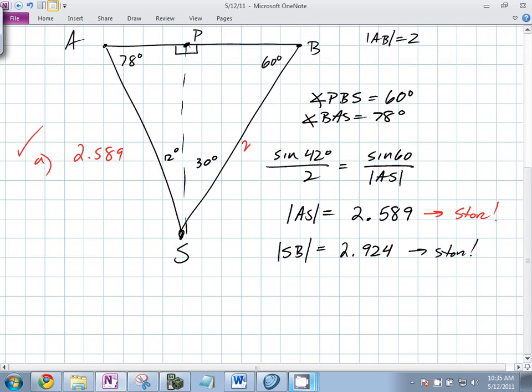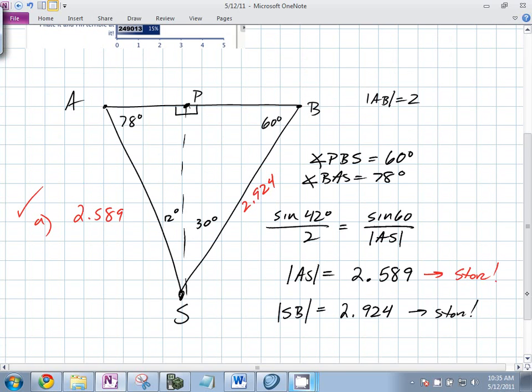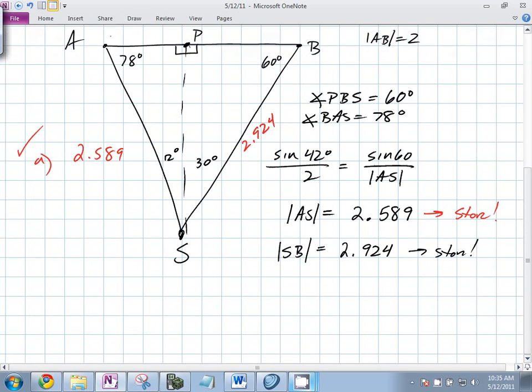2.924. And then part C asks, how far is the ship from the shore? How do we go about doing that? You can use law of sines again. So Victor, what do we use for that? I just use sine of 78. Yep, exactly, because we know AS. So what is AS over what? No, it's BS over, I'm sorry. Sine of 78 degrees is PS.